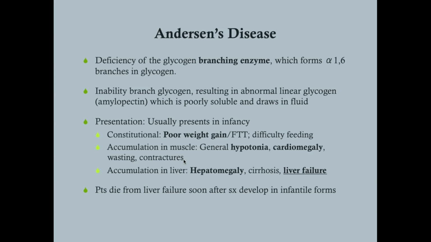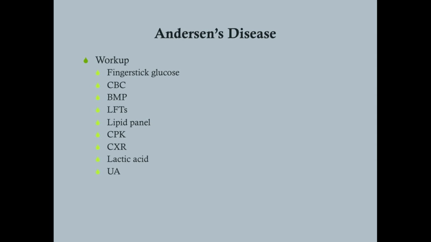They can get wasting and contractures. Accumulation in the liver leads to hepatomegaly. Unlike with type 1, with von Gierke's, this hepatomegaly and liver issues will lead to cirrhosis and liver failure. And with this liver failure, they can develop other symptoms later on, things like portal hypertension, ascites, varices, and that ultimately is what leads to death in these patients. They tend to die before 5 years of age.